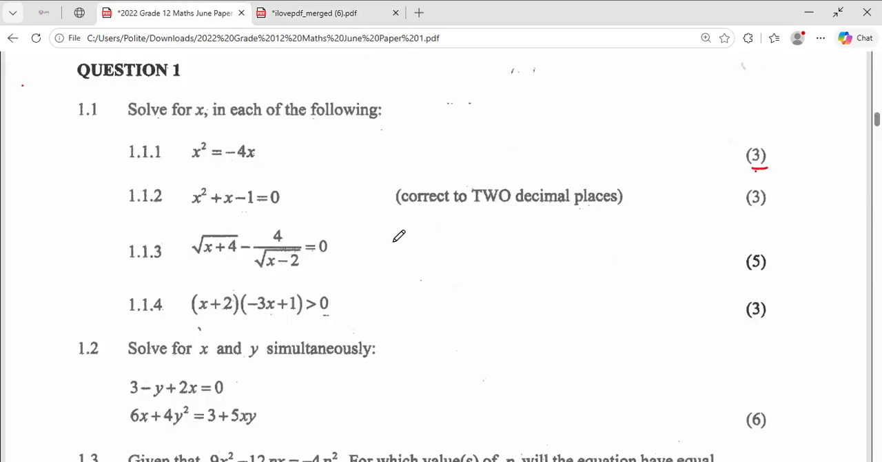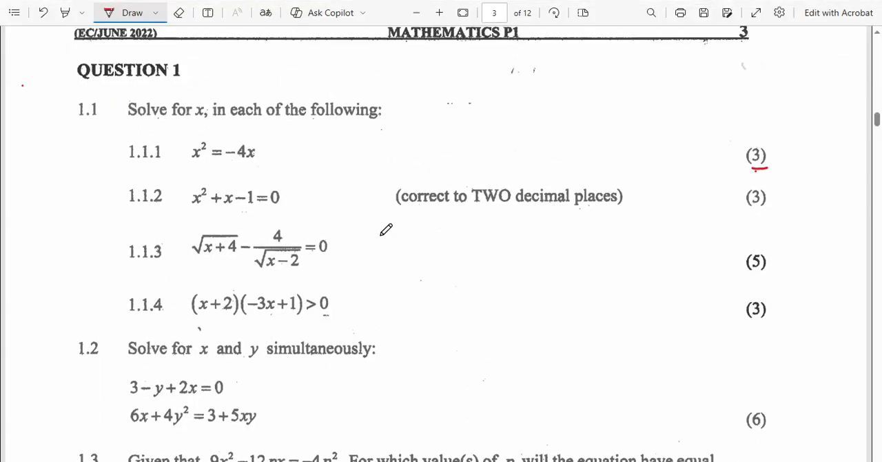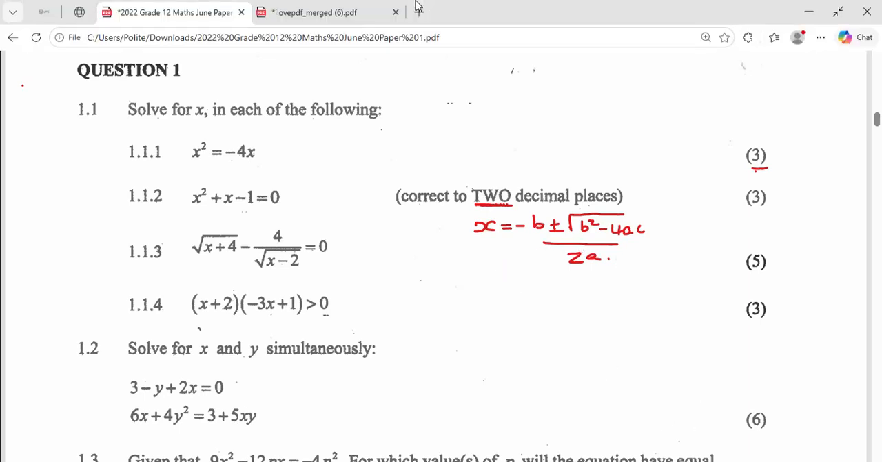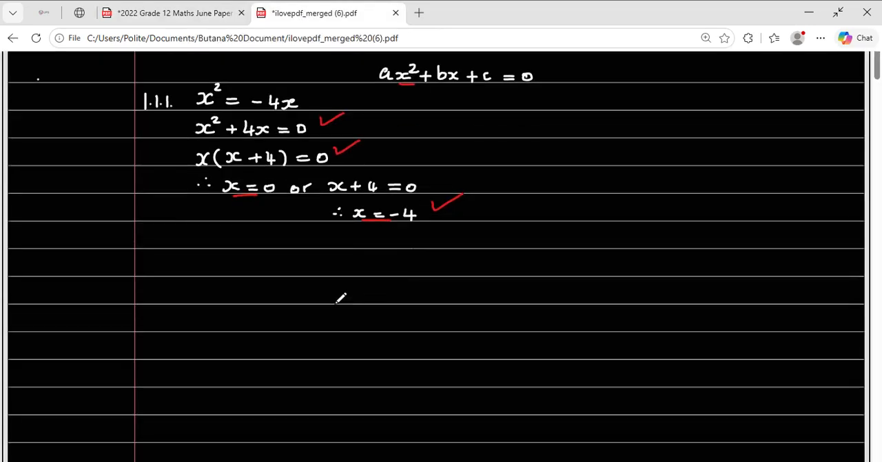Right, let's move to the next question. This one I always like to tell my students that each and every time when they see "correct to 2 decimal places", this is just telling you to use the quadratic formula: x is equal to minus b plus or minus the root of b squared minus 4ac, and everything is divided by 2a. So when you see that, just know that this is quadratic. You don't have to stress about that. So let's rewrite the equation and solve this problem.